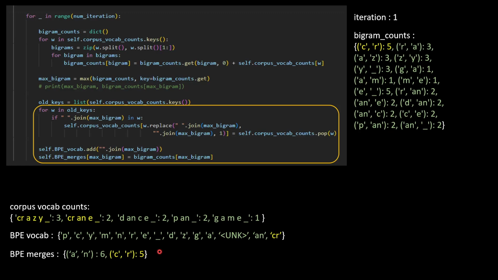For example, we are going to stick with 2 iterations, but this is very few. So what we need to do in case of a bigger corpus, as we will see with the Wikipedia data, we need to iterate at least like 500,000 times.